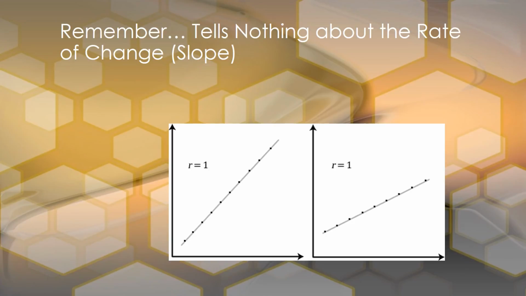And just remember that strength tells us nothing about the rate of change, which is the slope. So both of these have perfect strengths of 1, and they're both positive as well, but you can see that as x increases, y increases more for the first one than for the second one. And so R is not about the rate of change or the slope of the line. It is only about how close those dots are to the line.